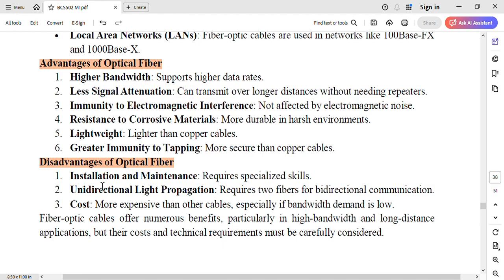And then some of the disadvantages of optical fiber are that installation and maintenance require special skills. Unidirectional light propagation requires two fibers for bidirectional communication. And with respect to cost, it is more expensive than other cables, especially if the bandwidth demand is low. Fiber optic cables offer numerous benefits, particularly in high bandwidth and long distance applications, but their cost and technical requirements must be carefully considered.